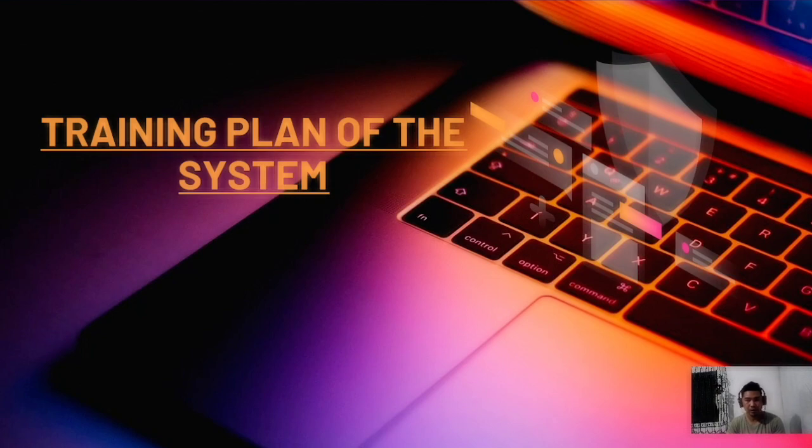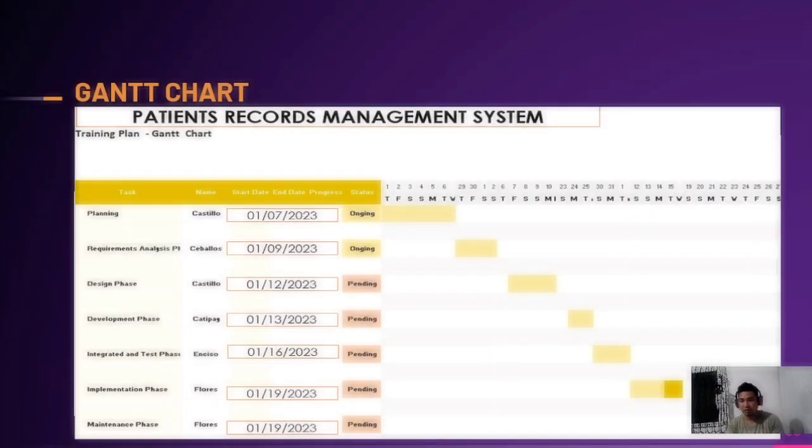Next is the training plan of the system. On this page you will see the current status, the visual representation of the schedule that we have when creating the project. This will also show the timeline and the deadline of each task that we have to complete the project.